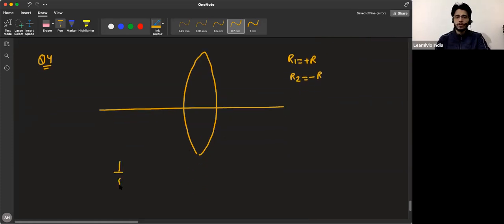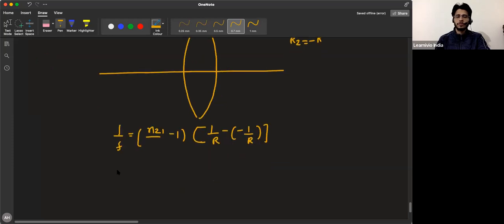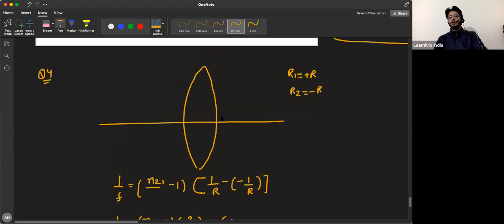So when you write the focal length, 1 by f is (n2 by n1 minus 1) into (1 by R minus of minus 1 by R). So you can write that 1 by f is (n21 minus 1) into (1 by R plus 1 by R), which is 2 by R. This is the first equation.